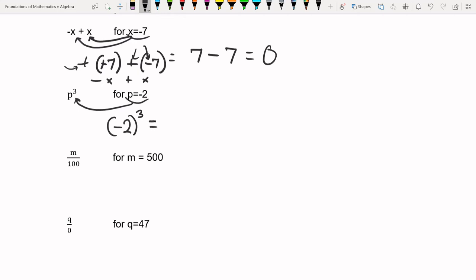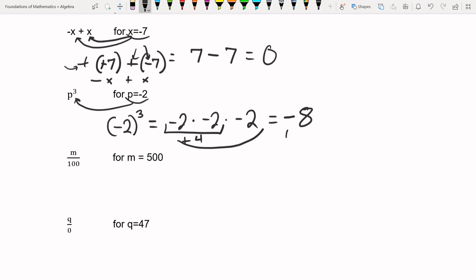So -2 cubed is -2 times -2 times -2. 2 negatives cancel, and we have a negative times a bunch of positives, which gives us a negative. And 2 times 2 times 2 is 8. You can also take this one at a time if you want. That's fine as well. -2 times -2, negative times negative is positive. 2 times 2 is 4. 4 times -2, positive times negative is a negative. And 4 times 2 is 8. We get the same thing either way.